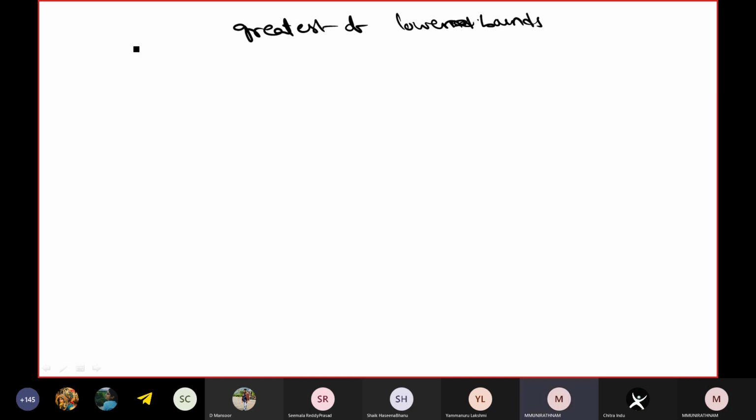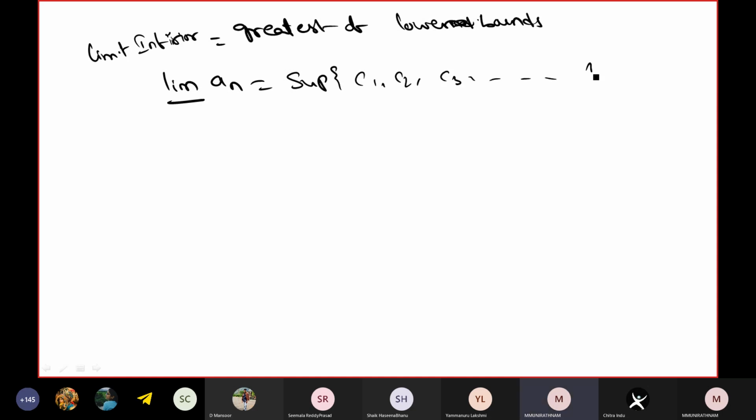So that is what limit superior and limit inferior are. Limit inferior will be denoted like this: the greatest of the lower bounds, the supremum of C1, C2, C3, and so on. The supremum of this is the greatest of the lower bounds. So that is called the limit inferior.